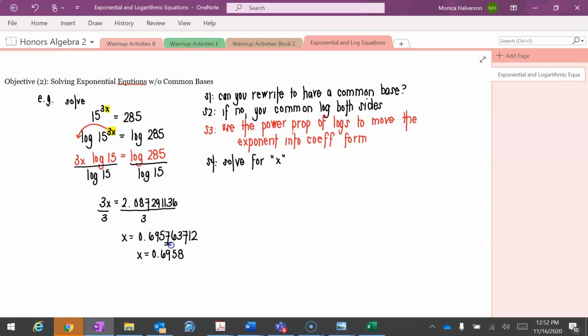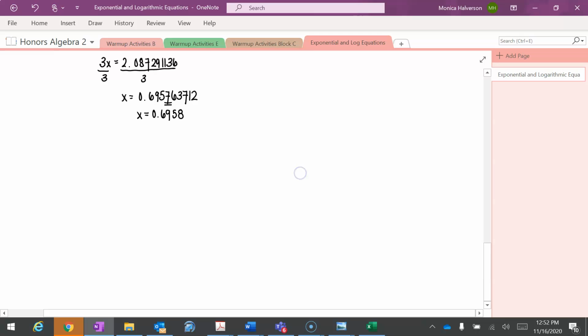All right, let's do another one together. Let's look at this one. Let's solve 5 to the 2x equals 130. Okay, once again, we ask, can we get a common base? 5 and 130. Unfortunately, we can't. 130 can't be rewritten as 5 to some power. So we're going to move our coefficient, but before we do that, we have to common log both sides.